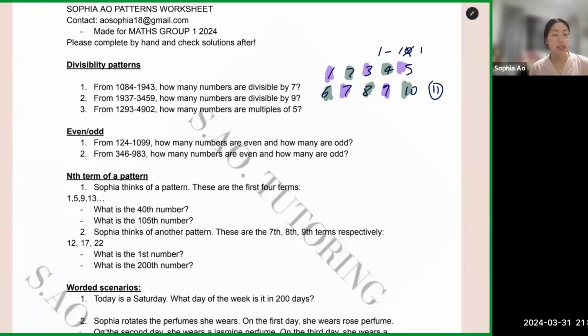And so you'll see in this case, you're going to have 1 more odd than you have even, okay? Likewise, if we had a different pattern, perhaps we were going from 2 to 12 instead.